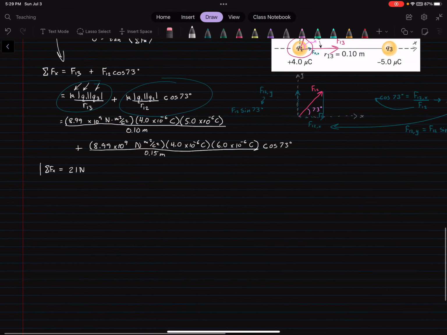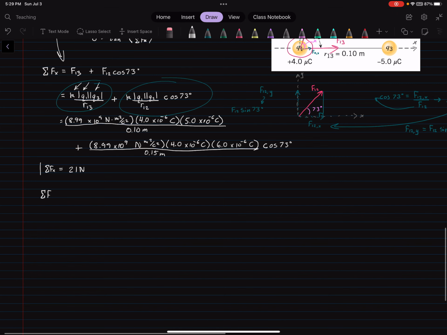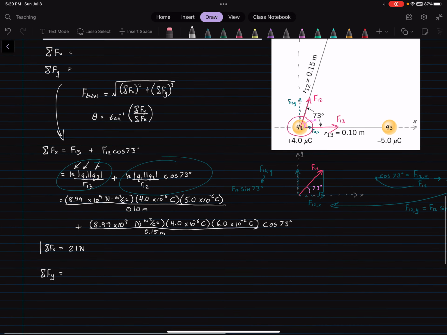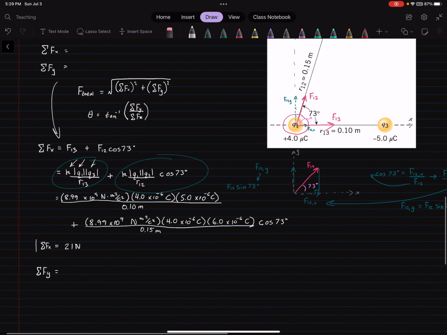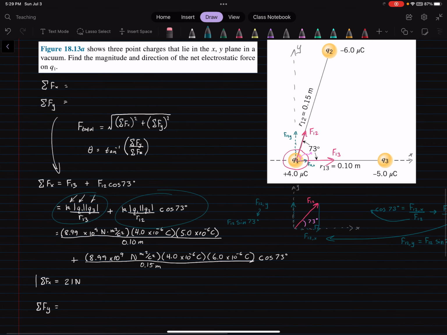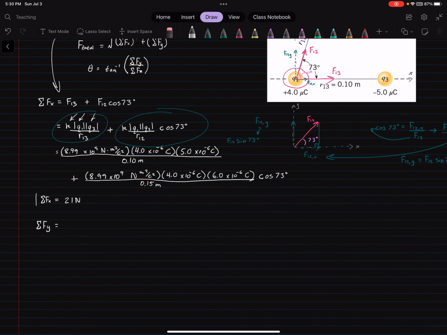So we'll keep track of that. So now, sum of the forces in the y, same deal, but this one's a lot easier because there's only one force that lies in the y direction. It's only our component force, F12y, right? I'm looking here. There's only one that points in the y direction, the component of F12 that lies in the y direction. So we have F12 sub y, which we know is F12 times sine of 73 degrees.